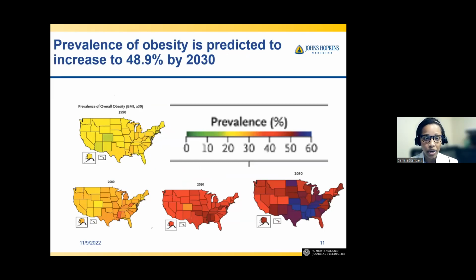This predictive model indicates that the prevalence of obesity may increase to almost 50% by the year 2030. And you can see that these numbers have been rising since the 1990s. It is important to note that these may even be underestimated, as this model was done prior to the COVID-19 pandemic.